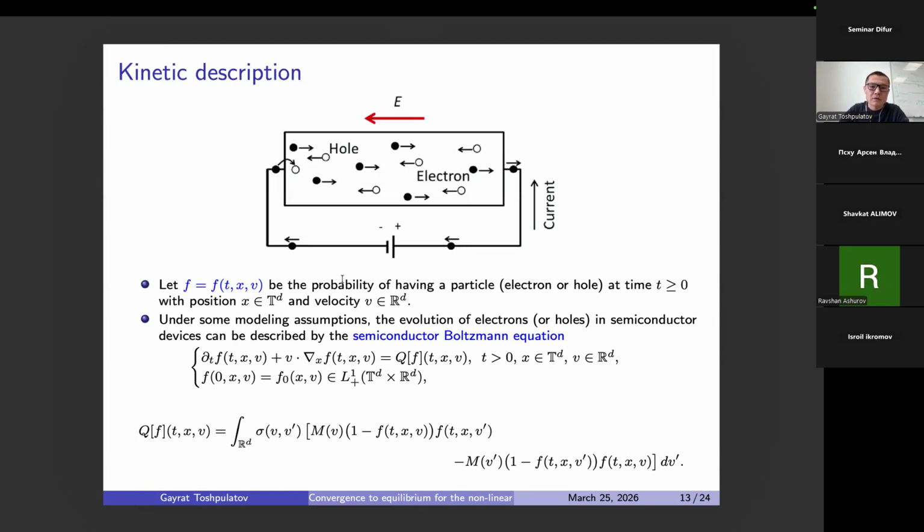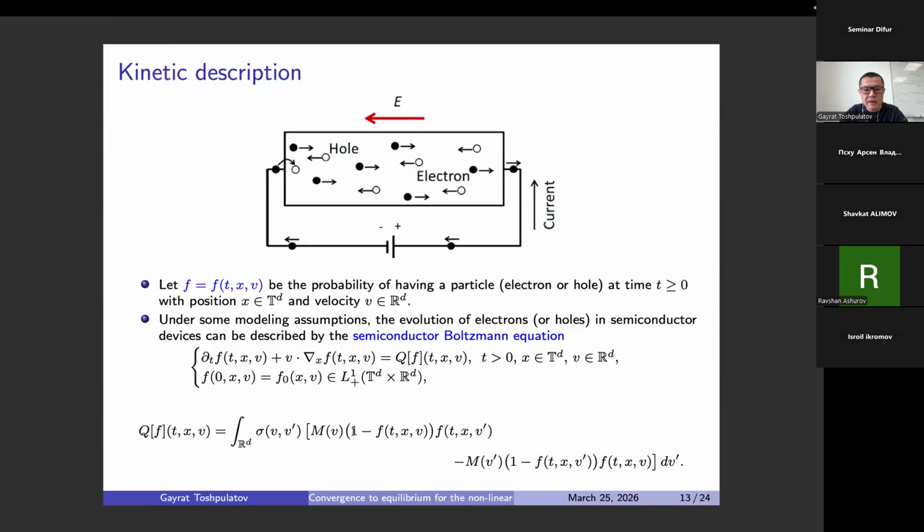Under some modeling assumptions on these semiconductor devices, we can write an equation for this distribution function, and this equation has the following form. It has a transport part on the left hand side, and on the right we have the operator Q, which is nonlinear and an integral operator. We have initial value f0, which is non-negative and integrable. And this equation is called the semiconductor Boltzmann equation.